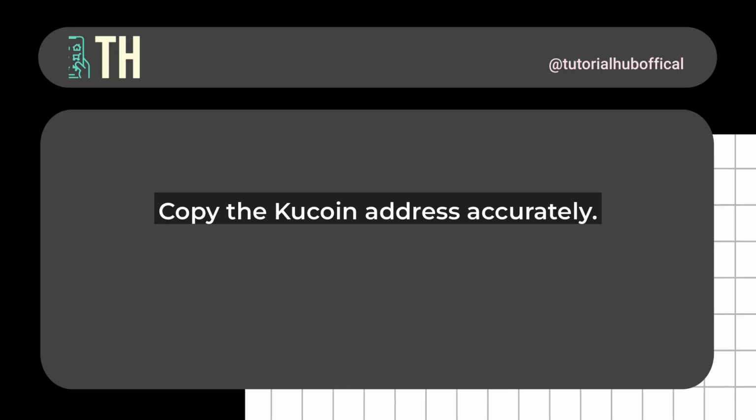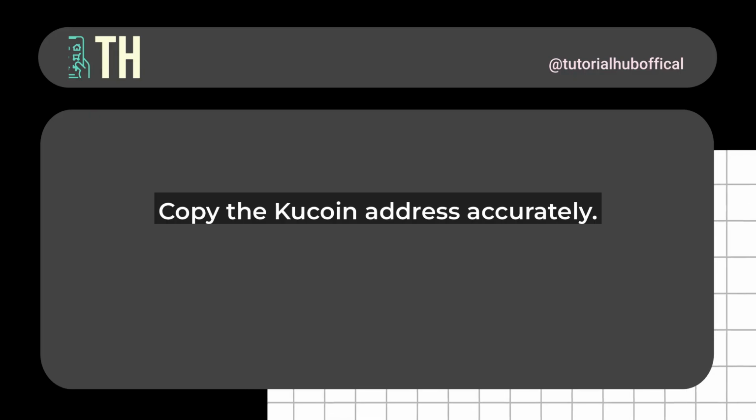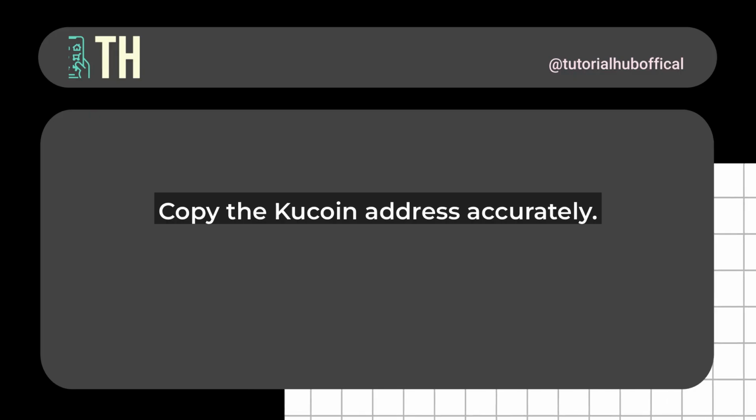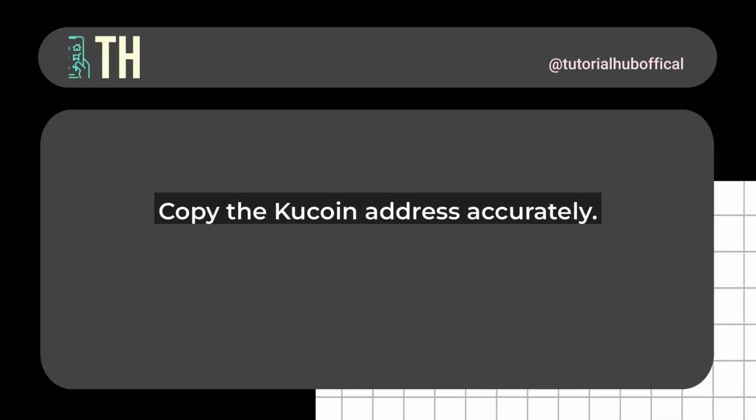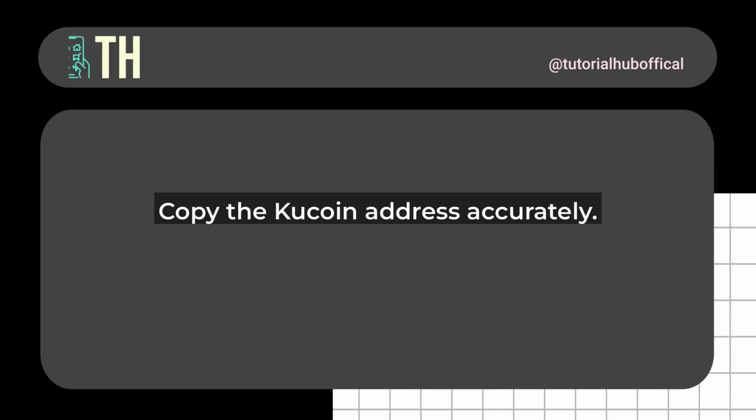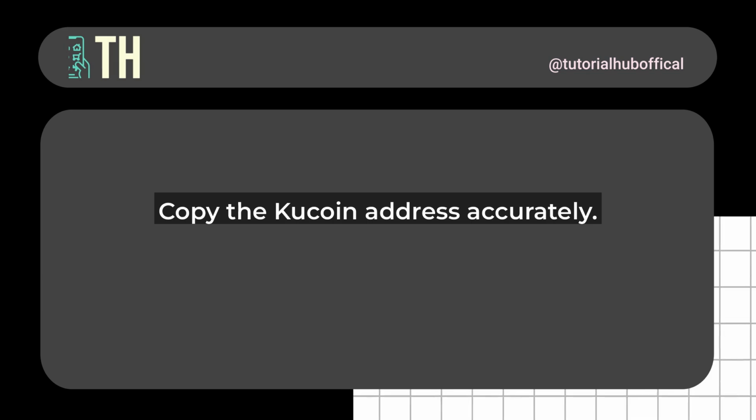Now, on KuCoin, open your account and go to the deposit section. Search for Solana, and you'll get a unique wallet address. Copy that address carefully. It's like a super important key, so no typos allowed.